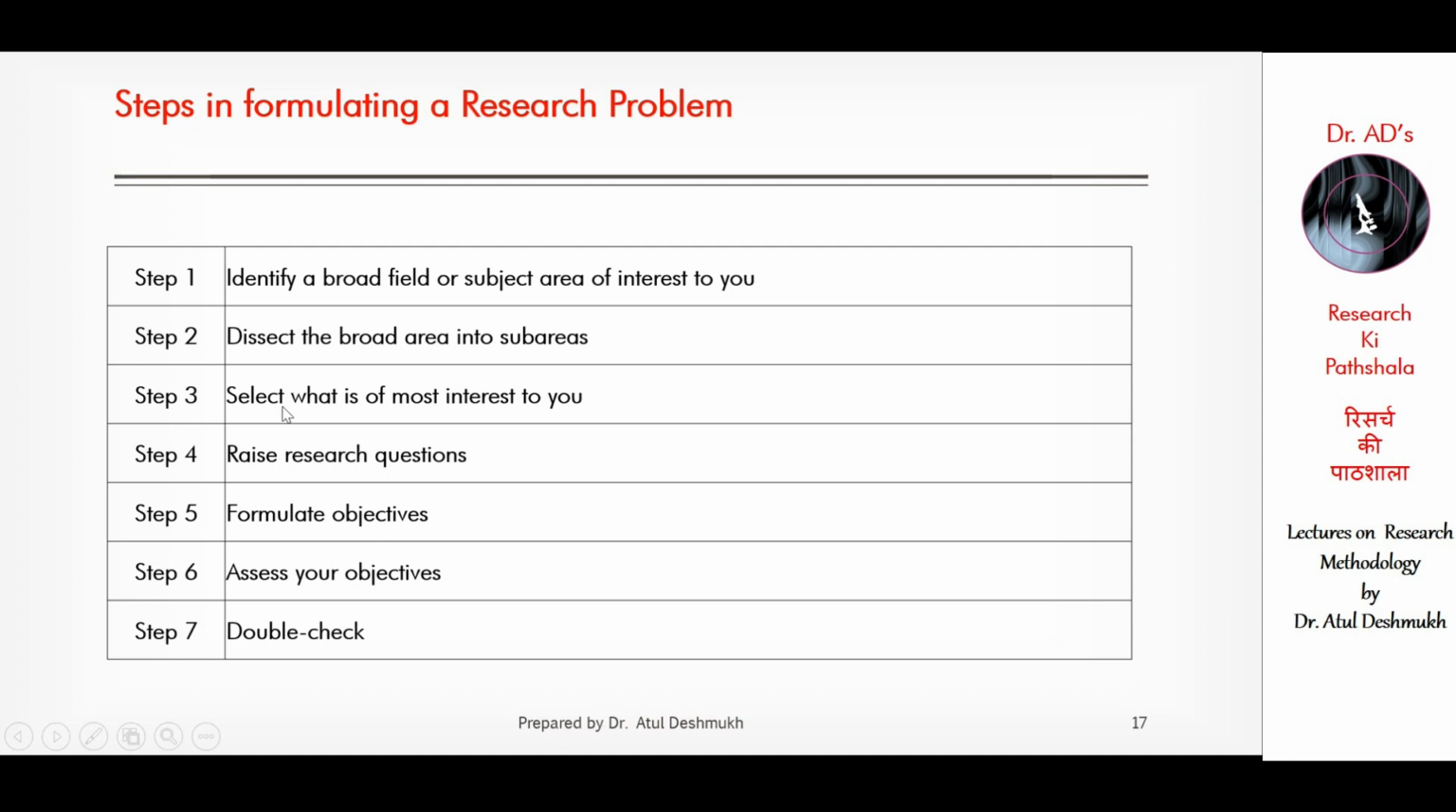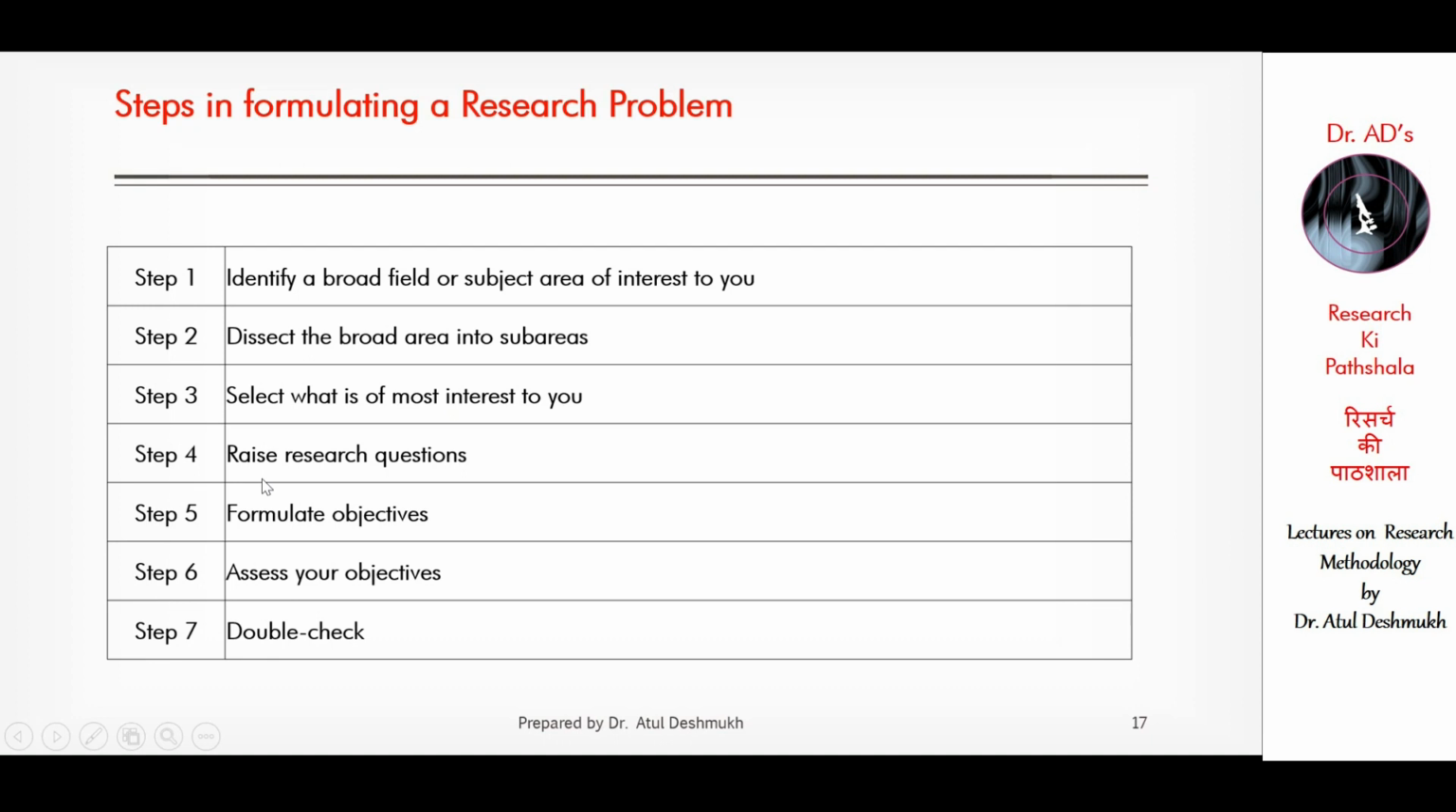And in step 3, I will select what is of most interest to me. What is of most interest to me? Electric vehicle and PM 2.5 particle level. So among so many vehicles, petrol, diesel, electric, CNG, hydrogen, solar vehicles, I selected electric vehicle. And among air pollutants, PM 2.5, PM 10, SO2, NO2, I selected PM 2.5 particles, right?